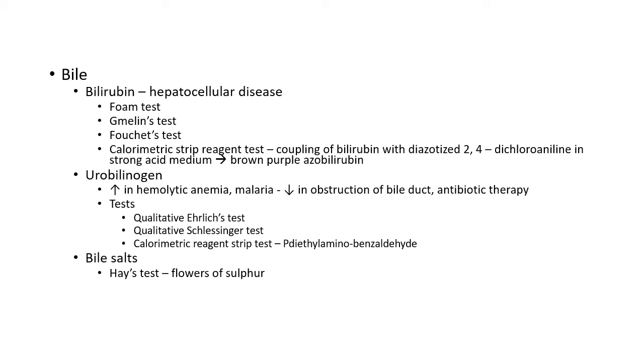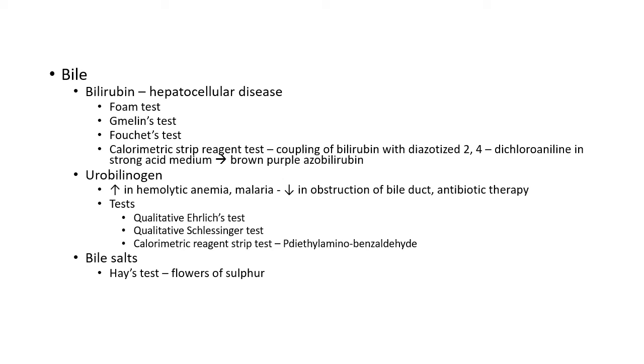Urobilinogen in urine is increased in conditions like hemolytic anemia, malaria, etc. and it is decreased in obstruction of bile duct or antibiotic therapy. The tests for detection of urobilinogen include qualitative Ehrlich's test, qualitative Schlesinger test, and of course colorimetric reagent strip test. The principle of colorimetric reagent strip test here is p-diethylaminobenzaldehyde in conjunction with a color enhancer reacts with urobilinogen and porphobilinogen in a strongly acidic medium to produce a pink red color.